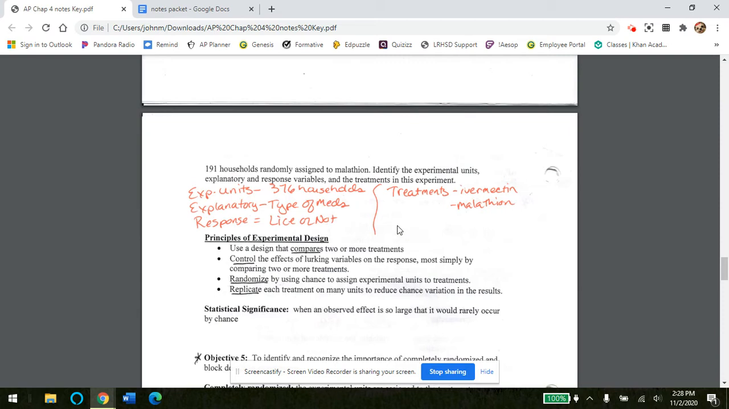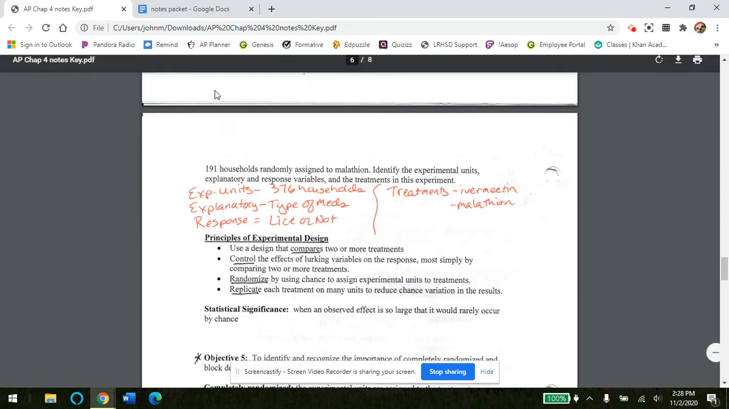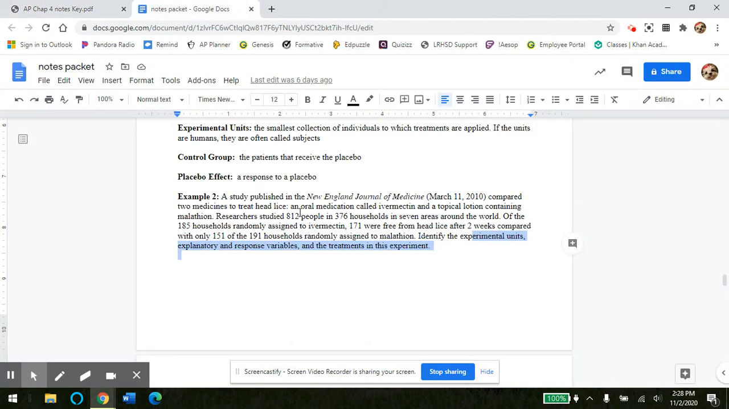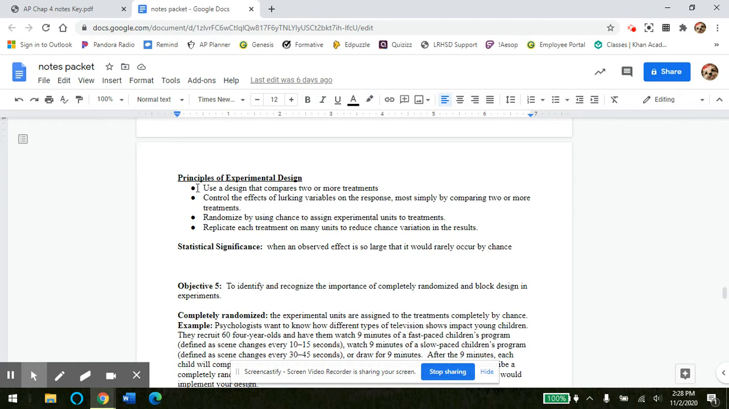Now, when we talk about principles of experimental design, it's when we want to use a design that compares 2 or more treatments, or a treatment and a control, a placebo. We want to control the effects of lurking variables, which are essentially the same as confounding variables, on the response, most simply by comparing 2 or more treatments. You want to do as good a job as you can to control confounding variables.